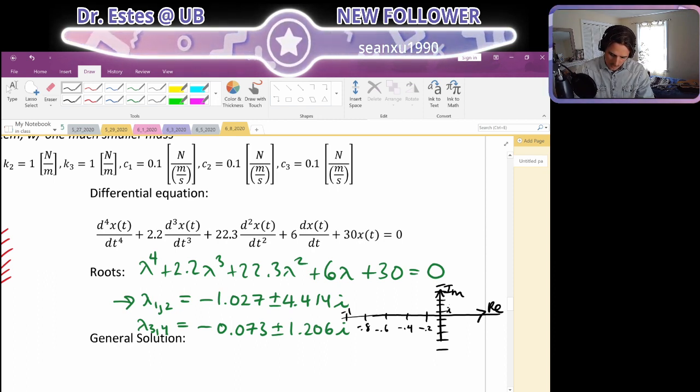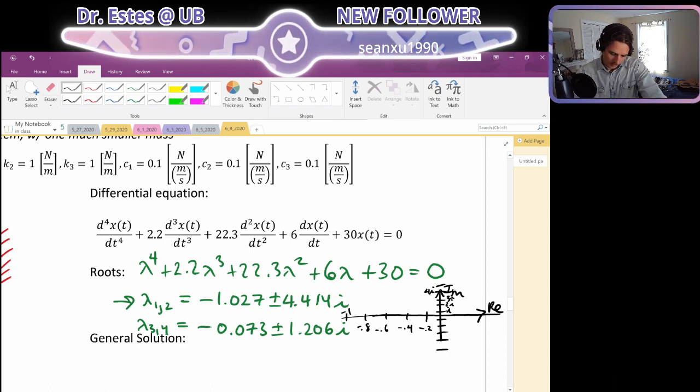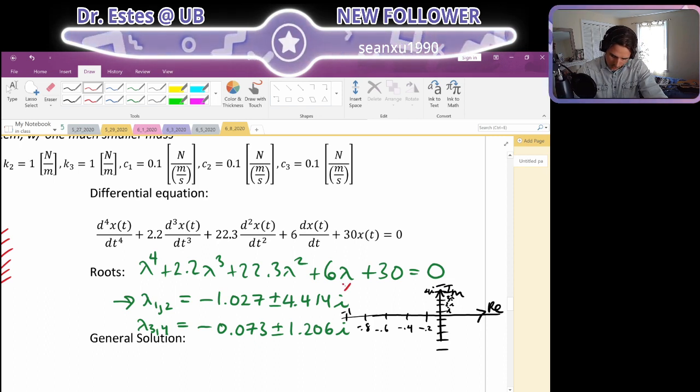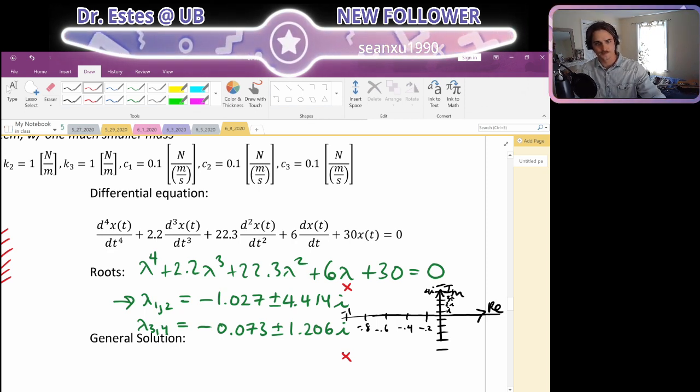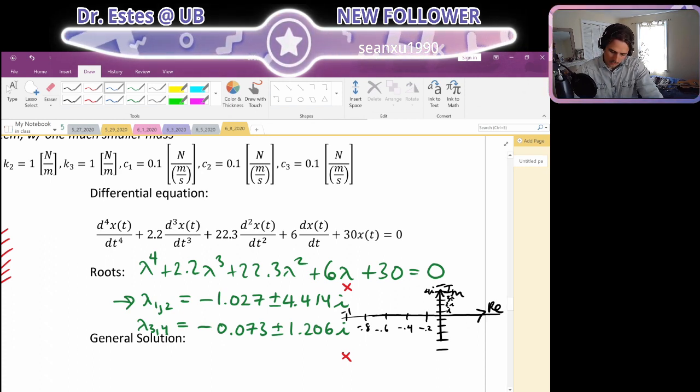But this imaginary axis is i, 2i, 3i, 4i. I know that's kind of crammed. Okay, but lambda 1 and 2 are at -1 plus or minus 4.4i. So they're like out here. And then lambda 3 and 4, it's at 0.07. So their real part is way over here, and the imaginary part is much smaller as well.